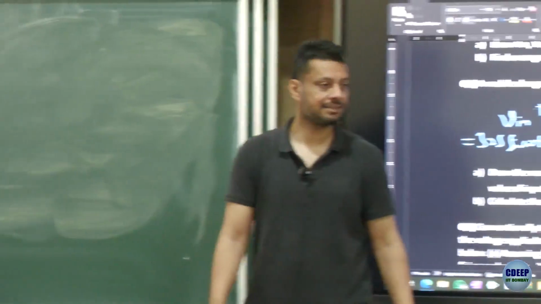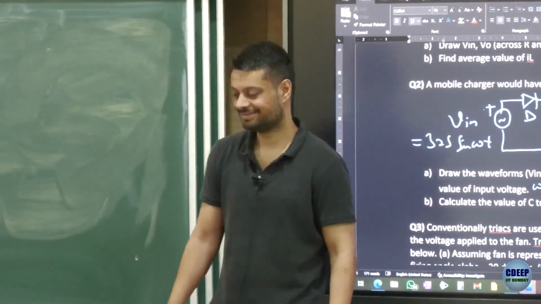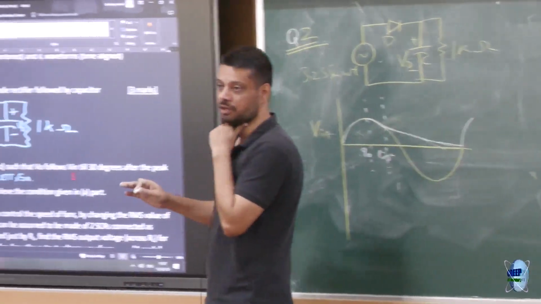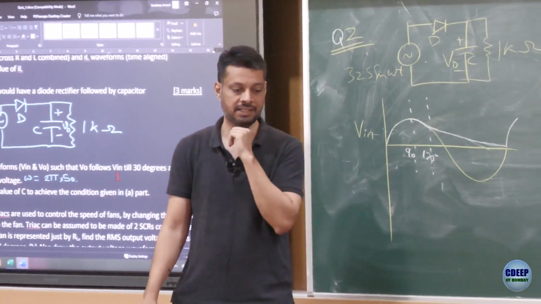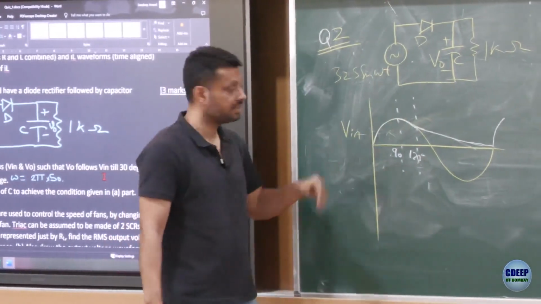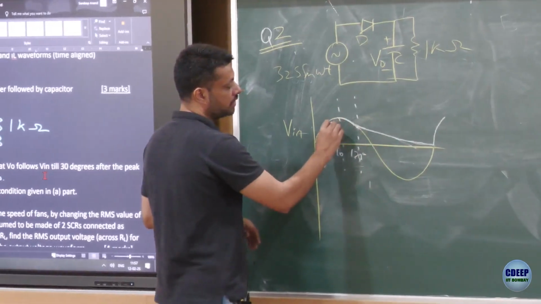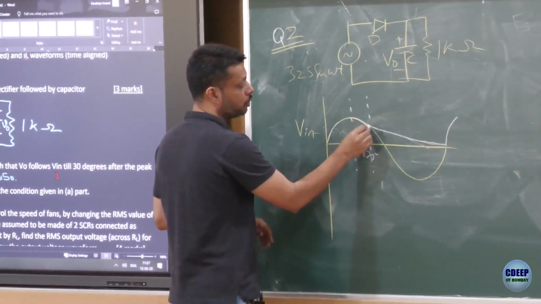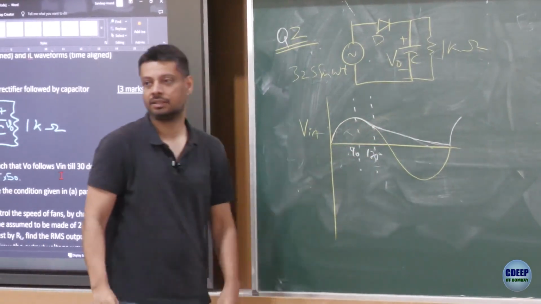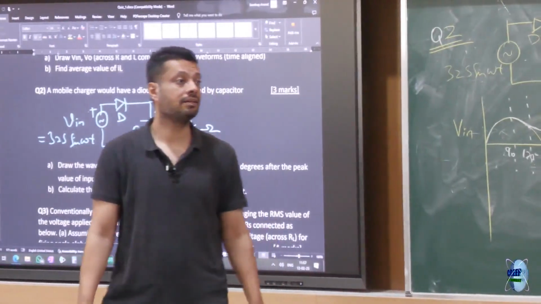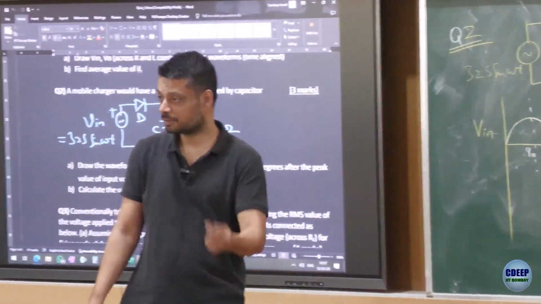Maybe practically yes, may not be theoretically. Okay. So, part A is fine. Any doubt in part A? Then part B, calculate the value of C to achieve this condition given in part A. Right? How do you make sure that the output voltage follows the input till this point and then it detaches? This is something which we have discussed just before the quiz on the same day, right?